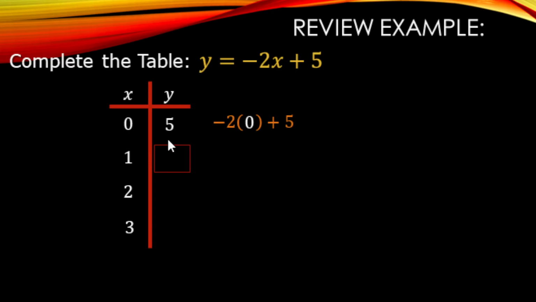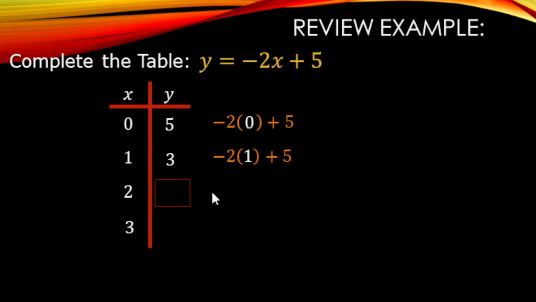Now we'll do this blank here. On this blank here, the x is going to be a 1. So we're looking for the corresponding y. We're going to take our equation, negative 2x plus 5, and we're replacing the x with a 1, or replacing the 0 with a 1. So negative 2 times 1 is negative 2, plus 5 makes a positive 3.